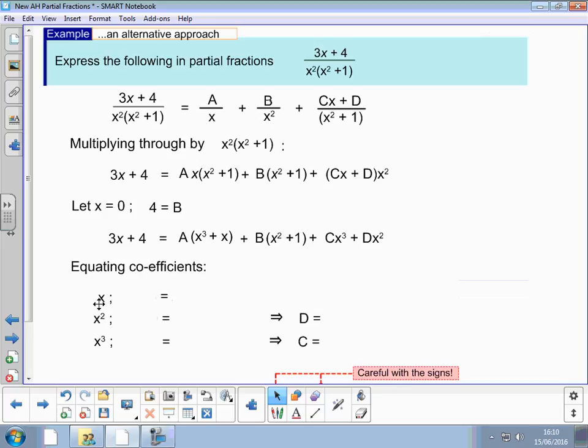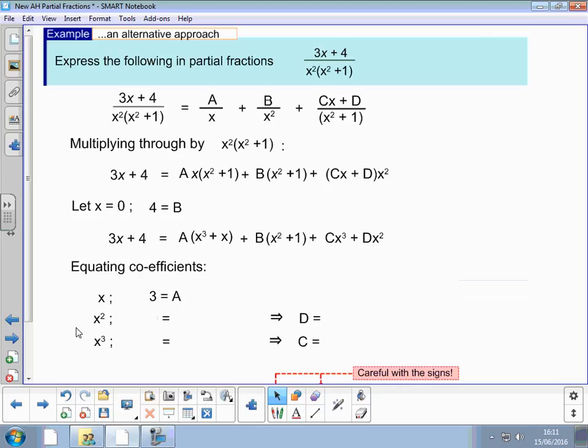That'll just make the next bits easier to spot the coefficients. So looking at it here, we've got our x coefficient we'll deal with first. So on the left hand side, the coefficient of x is a 3. Going through this, we have an x term here, so that'll give us an a. Looking at this one here, that isn't an x term, and looking at this part here, that isn't an x term either, so we just end up with 3 equals a. So we figured out that a equals 3.